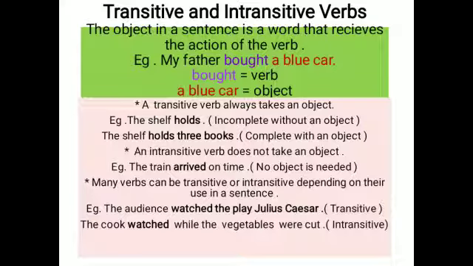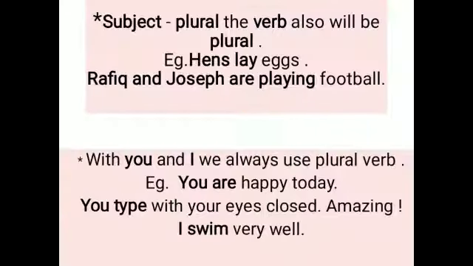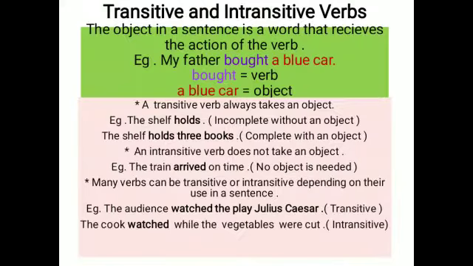So this sentence has a transitive verb. The next sentence is given. The cook watched while the vegetables were being cut. So here watched is a verb. So here no object is needed and no object is given. So this is known as an intransitive verb.